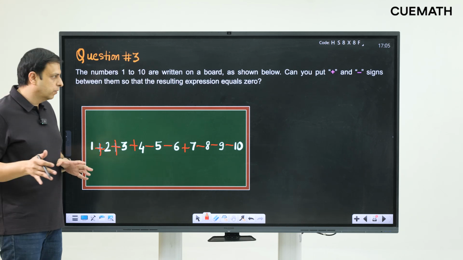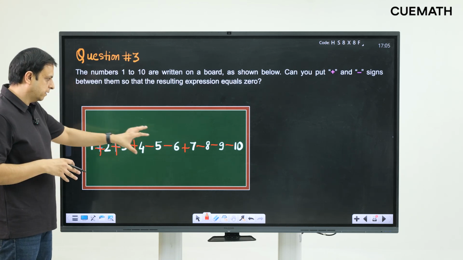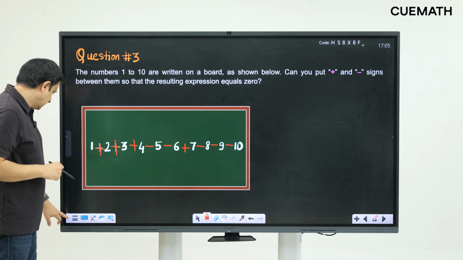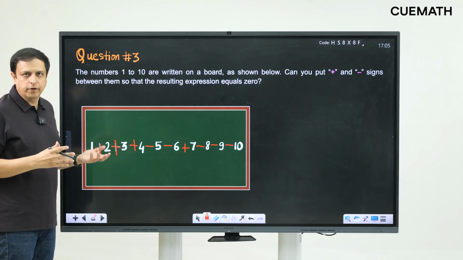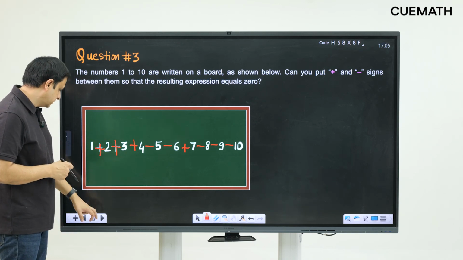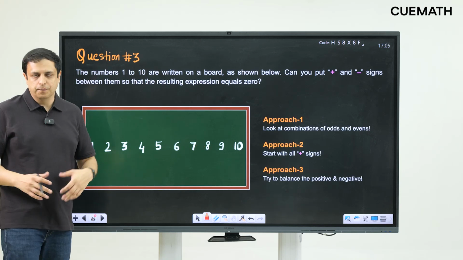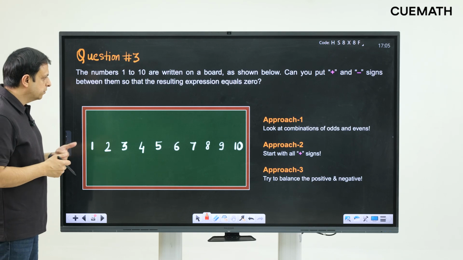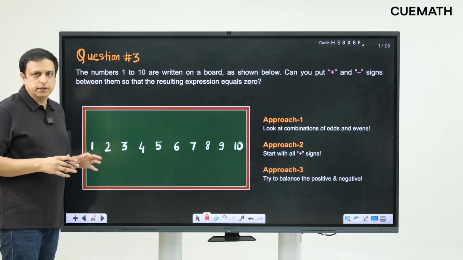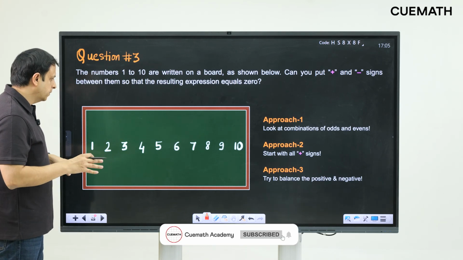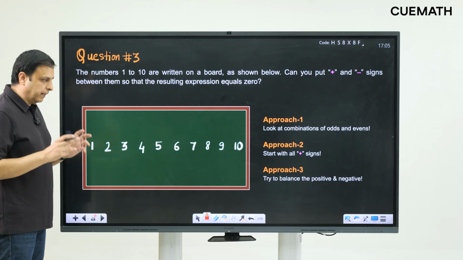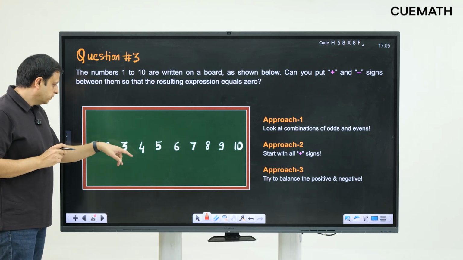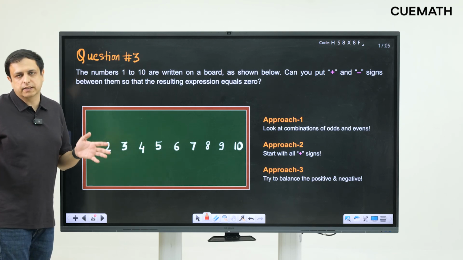So the question is asking you, can you somehow place plus and minus signs between these numbers so that the value is 0? So how do you solve this? How do you go about figuring out what is the right placement of the signs? There are three approaches that I will share here. The first approach is to simply look at combinations of odd and even numbers separately. I'm using the word combinations and not sums because some of these numbers in the expression will be positive, some will be negative.